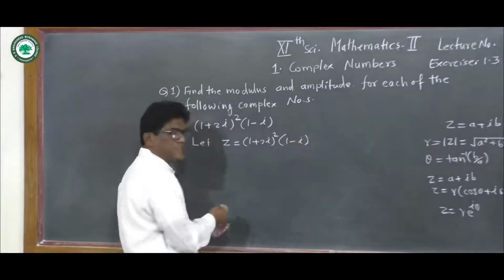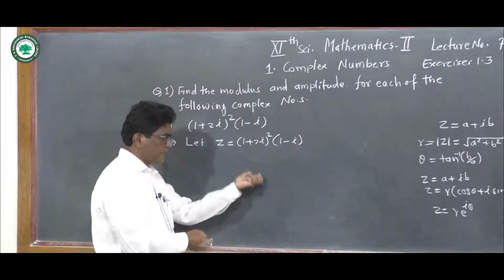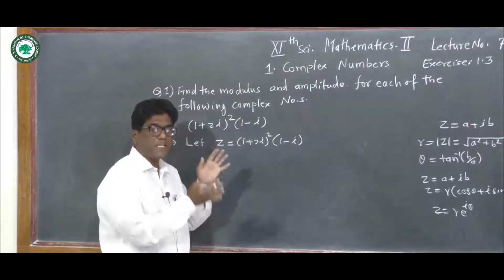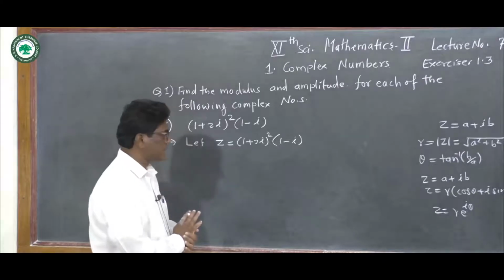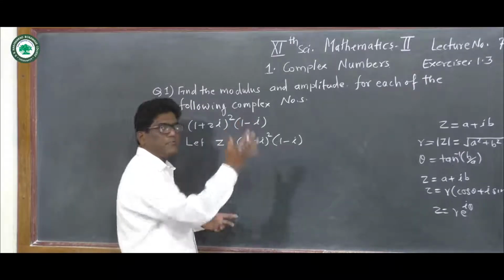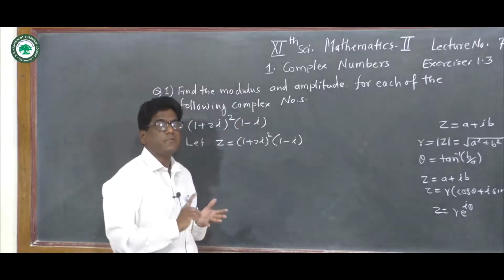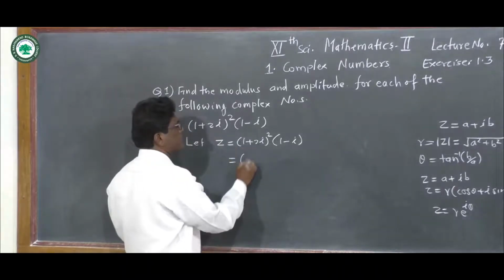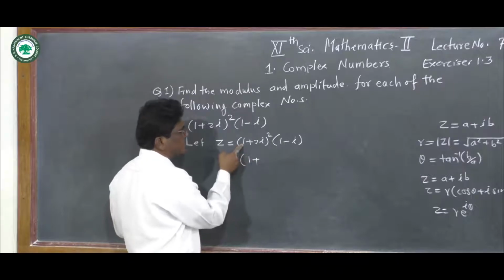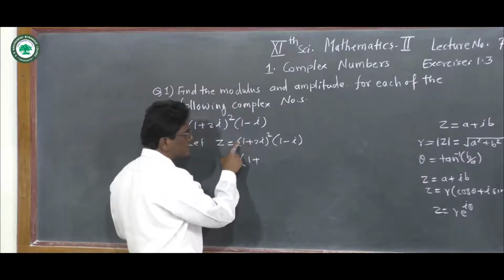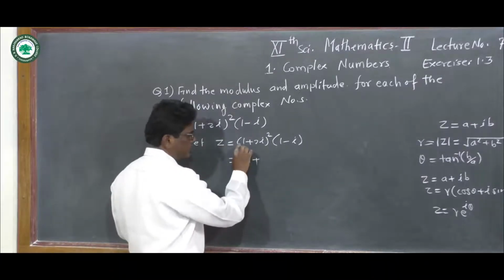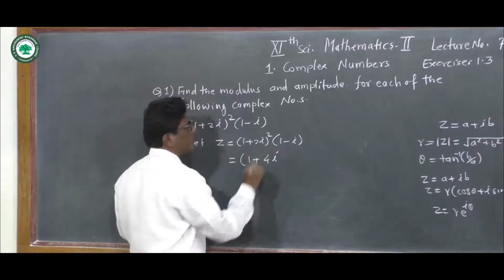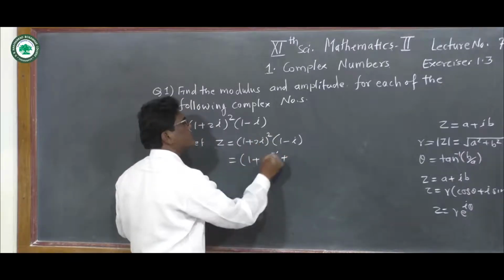Firstly we solve this problem and convert it into a plus bi form, that is real part plus imaginary part. So we expand this 1 plus 2i bracket square using the formula a plus b bracket square. So it is equal to a square means 1 square, that is 1, plus twice a into b means twice 1 into 2i. So 2 times 2 is 4i, plus b square means 2i square.